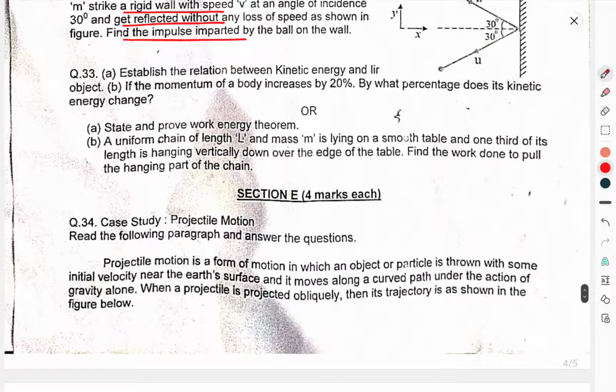Question number 33. Establish the relation between the kinetic energy and momentum of an object. If the momentum of a body increases by 20%, by what percentage does kinetic energy change? Or, state and prove the work-energy theorem.